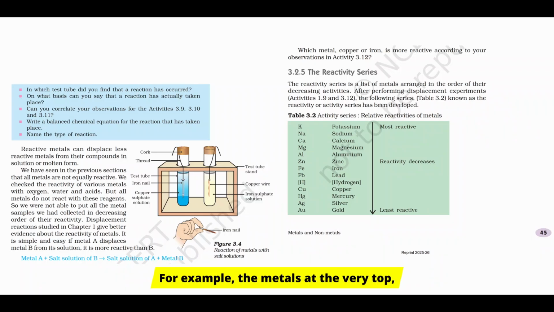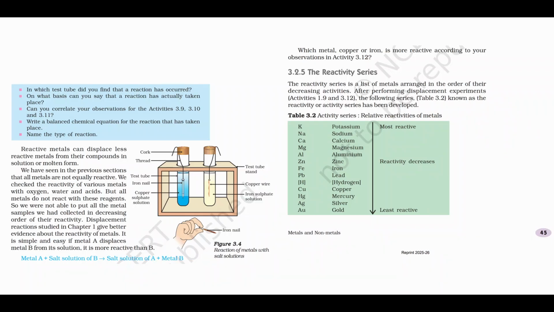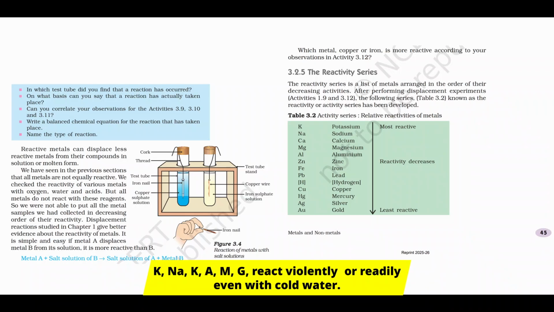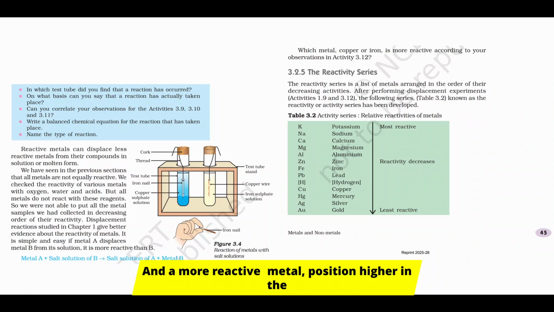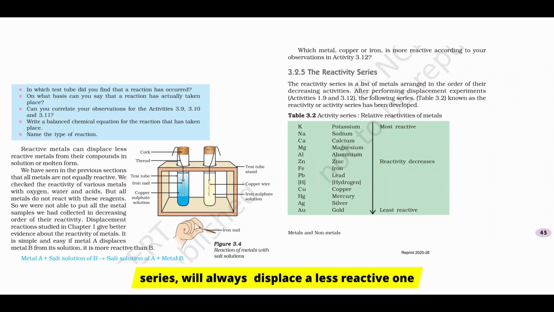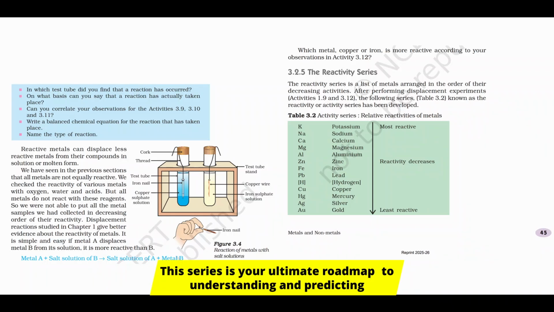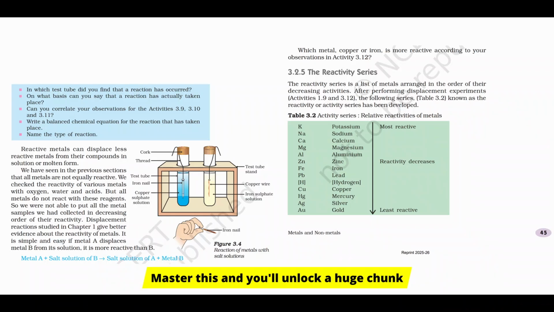For example, the metals at the very top, K, Na, Ca, Mg, react violently or readily even with cold water. Those lower down, Al, Zn, Fe, require hot water or steam. Those below hydrogen don't react with water or dilute acids, like Cu, Ag, Au. And a more reactive metal, positioned higher in the series, will always displace a less reactive one from its salt solution, like Fe displacing Cu. This series is your ultimate roadmap to understanding and predicting countless chemical reactions involving metals. Master this, and you'll unlock a huge chunk of this chapter.